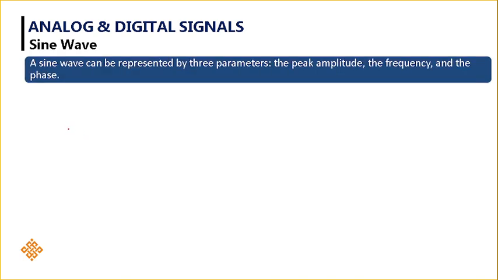A sine wave can be represented by 3 parameters, as I told, the 3 characteristics. One is the amplitude, another the frequency, and the third the phase. Let us see what amplitude is, what frequency is, and what phase is.